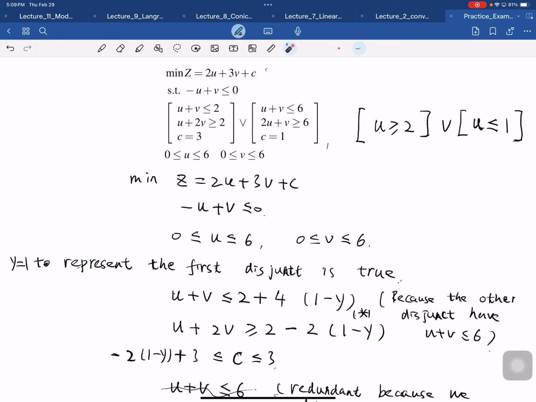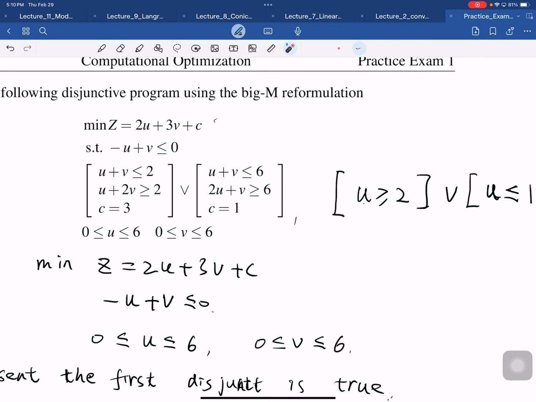So you can try this problem. Yes, can you repeat what you just said? What I said is that this problem only has one disjunction constraint, right? So what if I give you another constraint, which is a disjunction, u greater than or equal to 2, u less than or equal to 1, right?